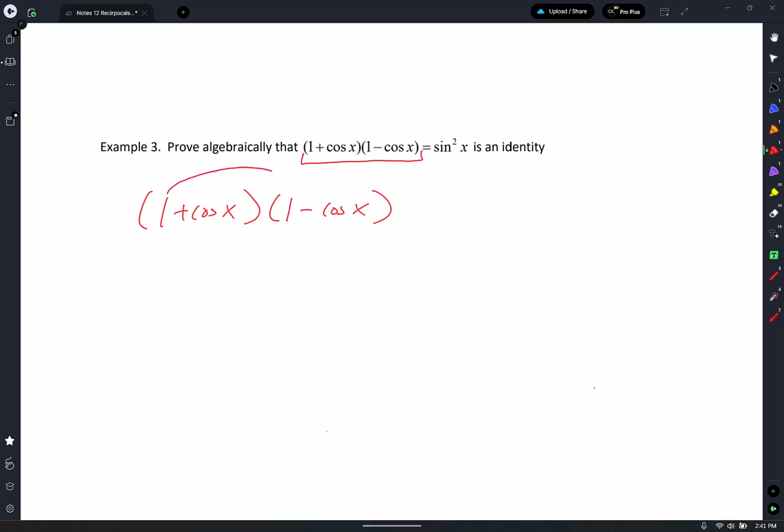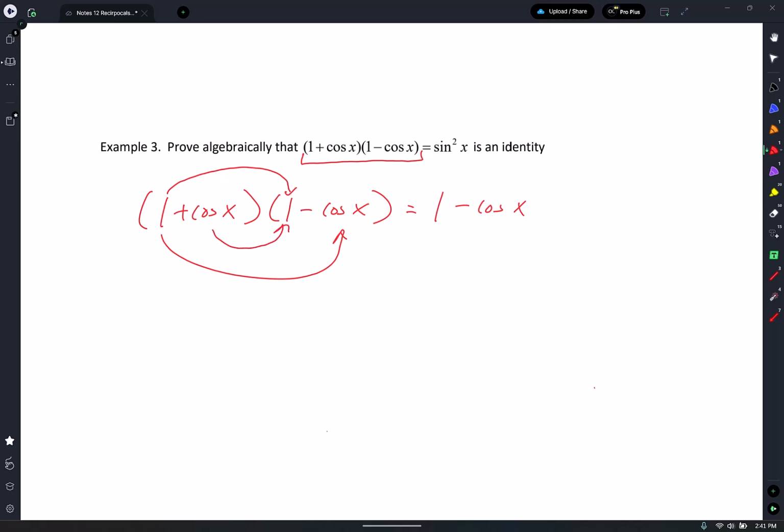What is 1 times 1? 1. So write 1. What is 1 times a negative cosine x? Negative cosine x, so write minus cosine x. I'm done with that one. Go to the next one.